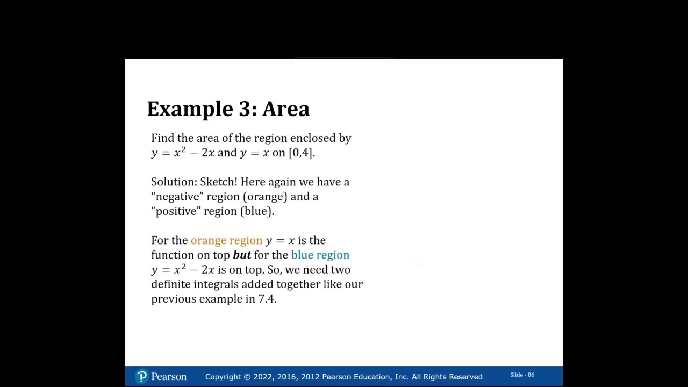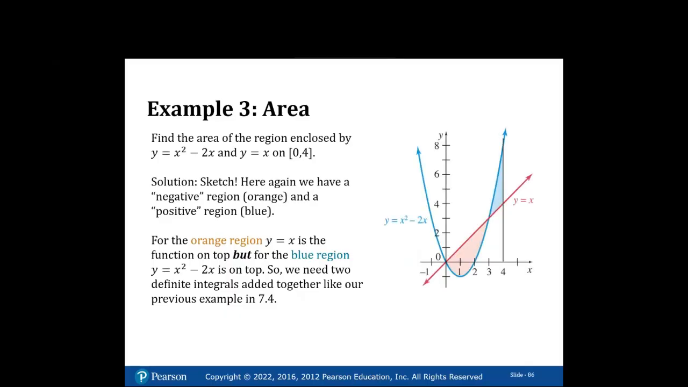So now we're going to look at finding the area of the region. So here I'm asking for the area of the region enclosed by y equals x squared minus 2x, and y equals x on the interval 0 to 4. Okay, sketch. So here's our sketch. You could draw in y equals x squared minus 2x. Then I draw in y equals x, and I put my bounds here. 0 is just the y-axis, and then x equals 4 is this black line here.